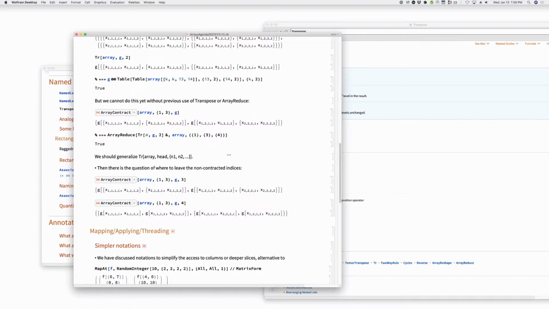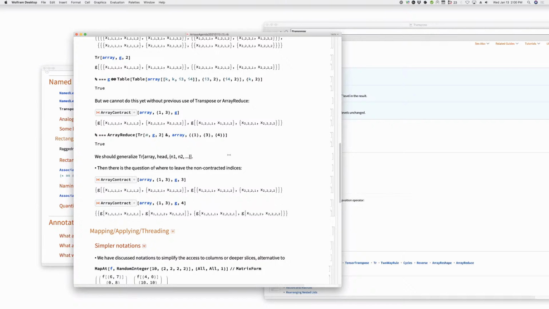Okay. So you're saying we don't need array contract if we generalize TR to have. Right. There is one single detail that will appear multiple times, and it appears in array reduce. When you have these various operations acting on some levels, but not all of them, there is always the question of what to do with the other levels. And there are always two main choices: we put them at the beginning or we put them at the end. And various functions do different things.